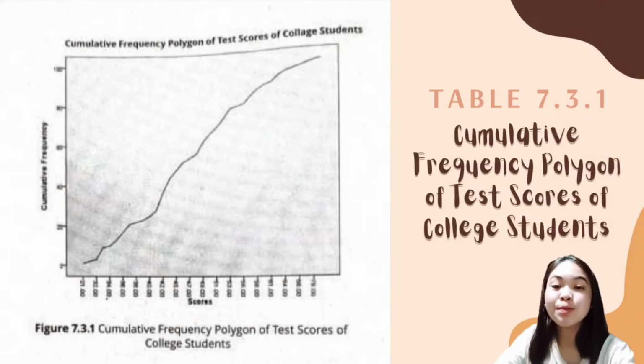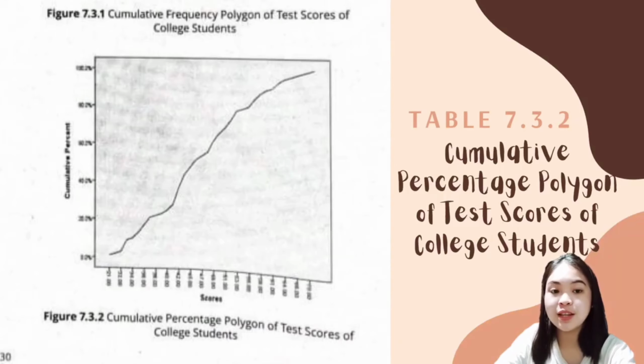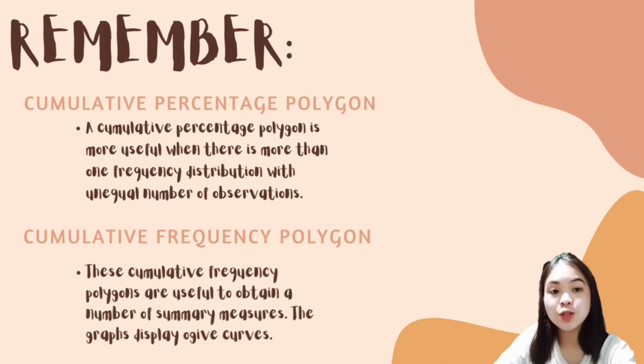In Table 7.3, as you can see, the cumulative frequency is in the 4th column. The 5th column is the conversion to cumulative percentage. A cumulative percentage polygon is more useful when there is more than one frequency distribution with an unequal number of observations. The following figures show the cumulative frequency polygon and cumulative percentage polygon respectively of the data in Table 7.3.